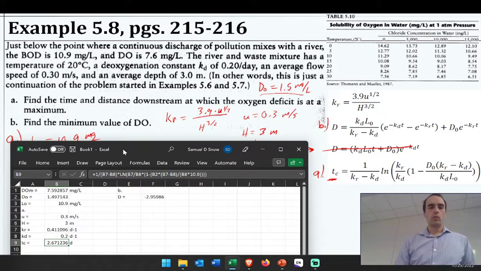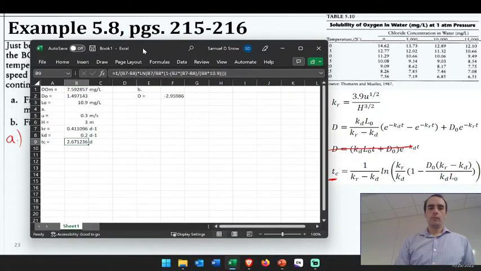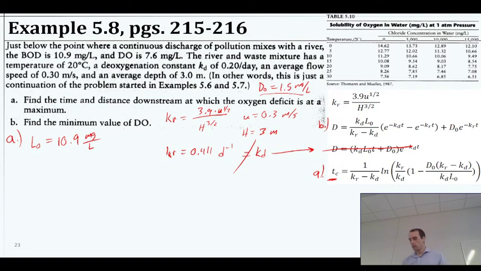So the critical time for this scenario is just over 2.5 days after the discharge, which tells you something about what kind of impact you could be having and not even know it, right?